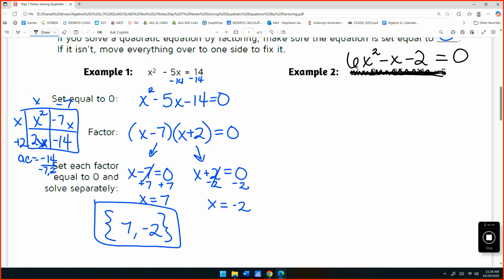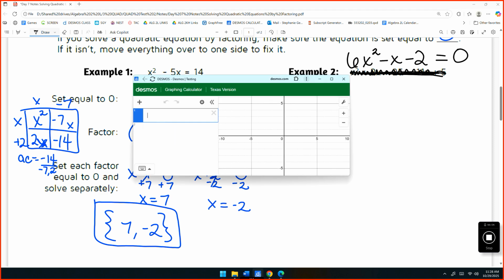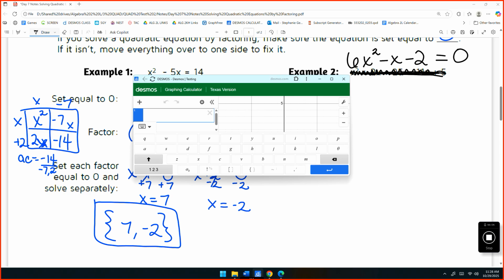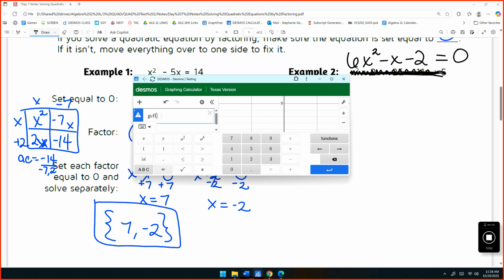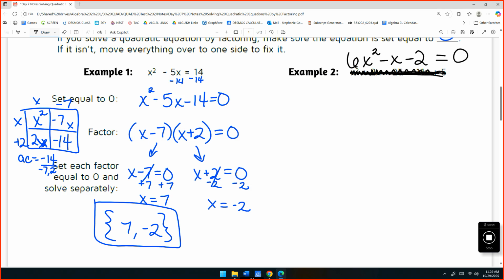Then we're going to factor our trinomial. First thing we always look for is a GCF. Is there a GCF for all of these? 6, 1, and 2. No, this is 1. If you use the trick in Desmos and say GCF of 6, 1, 2, and it tells you the GCF is 1, that's a way of saying there is no GCF. So we're going to have to factor it with a box.